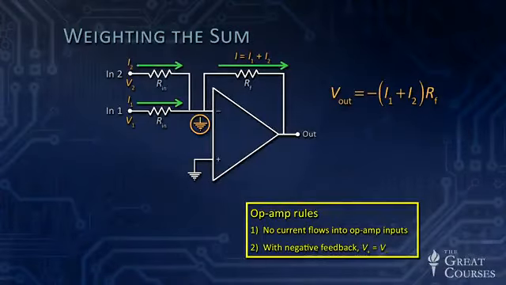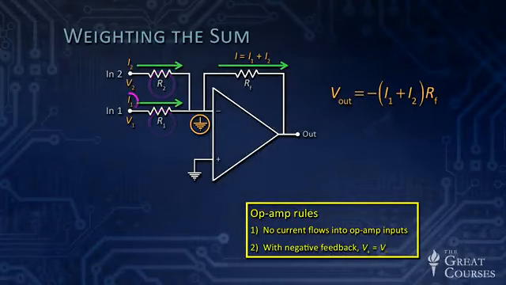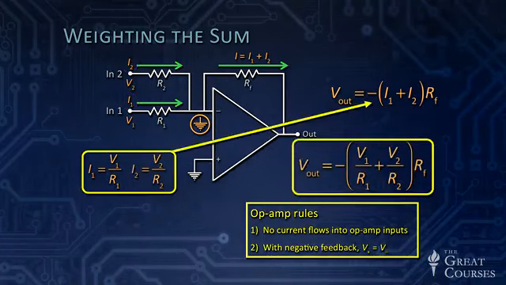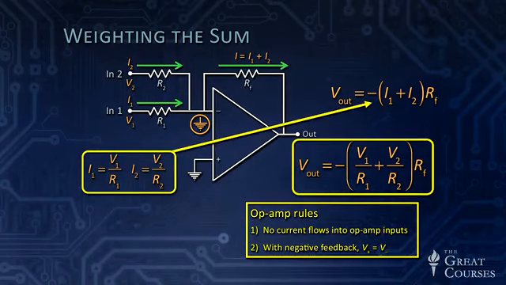Let's first of all look at what we could do if we didn't want an actual sum. We wanted to weight the sum. We wanted one input to count more than the other. Well, then we could take the input resistors and make them different. And then I1 would be V1 over whatever R1was, and I2 would be V2 over whatever R2 was. And when we put those in, we get a weighted sum, weighted by those two different resistors, weighted by two different gains. And so we don't have to simply add the inputs. We can add them and give them different weights if we want.